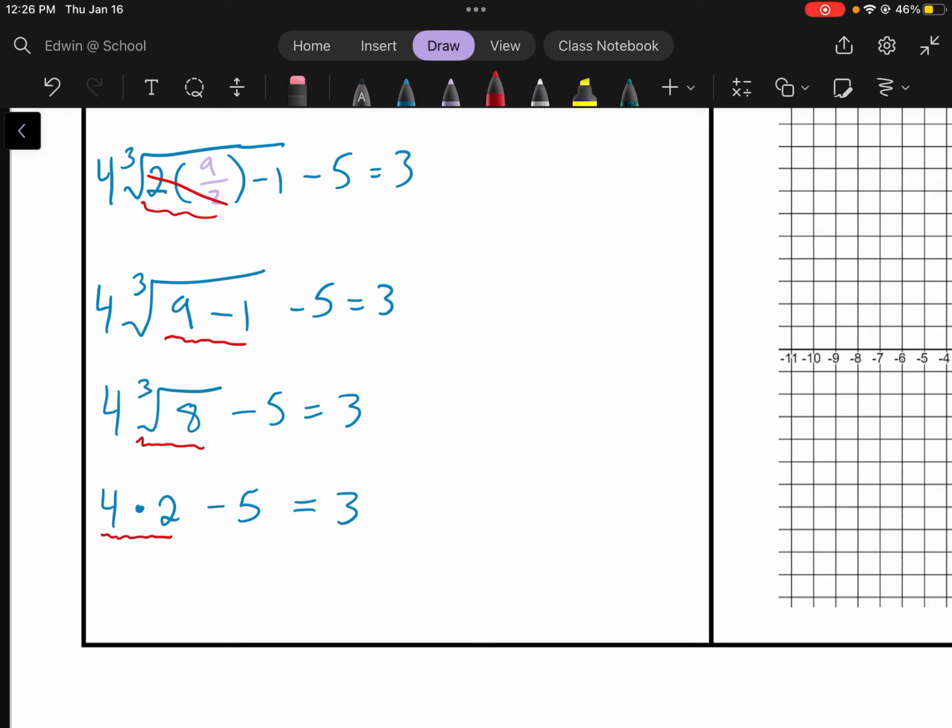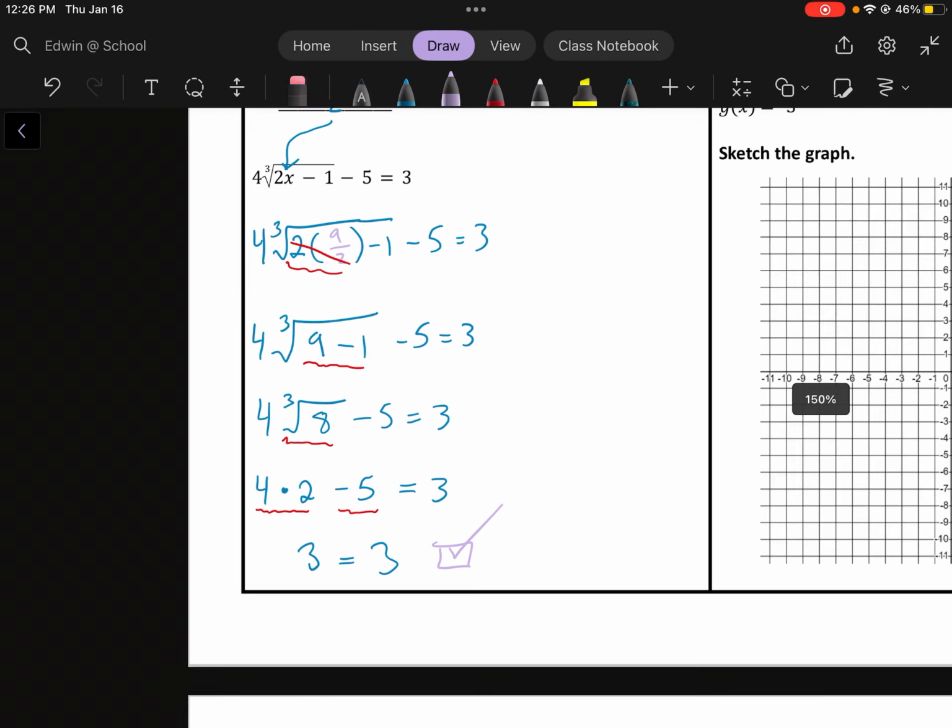So last mental math thing that we want to do, we got this 4 times 2 here, and that's going to be 8. And finally, we got that 8 minus 5, which is going to be 3. And that is equal to 3, which is right. This is a true statement, so that means our answer must be correct.